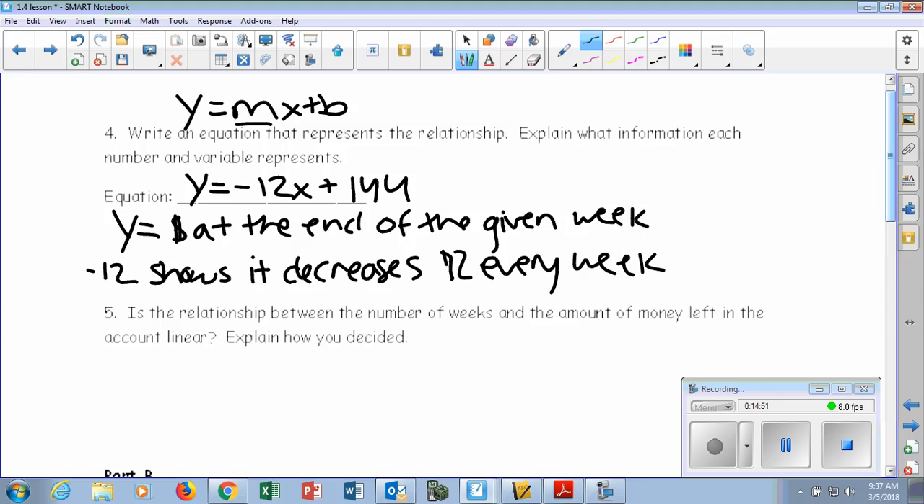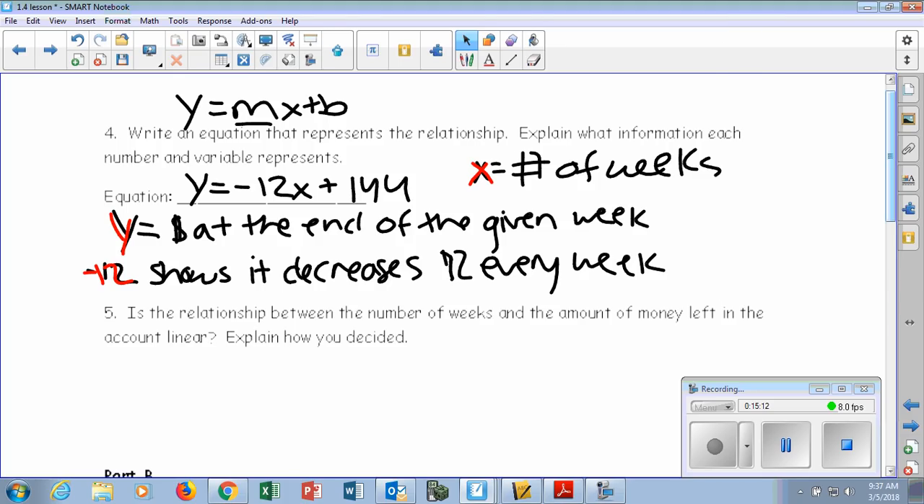Okay, let's piece together the rest. Let's go on to our x. Let me put these in red so you can see them better. X means the number of weeks that we are looking at. We don't always know how many weeks we're talking about. And then lastly, the 144.